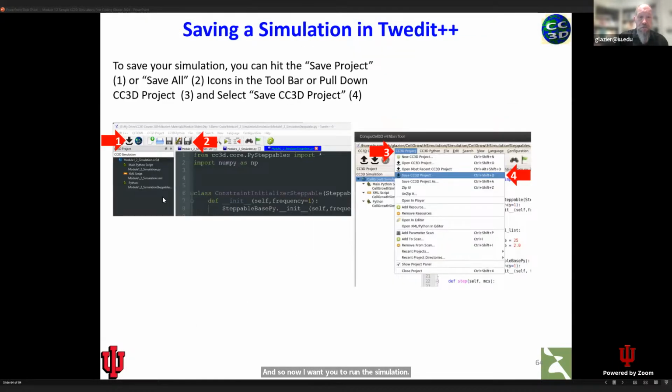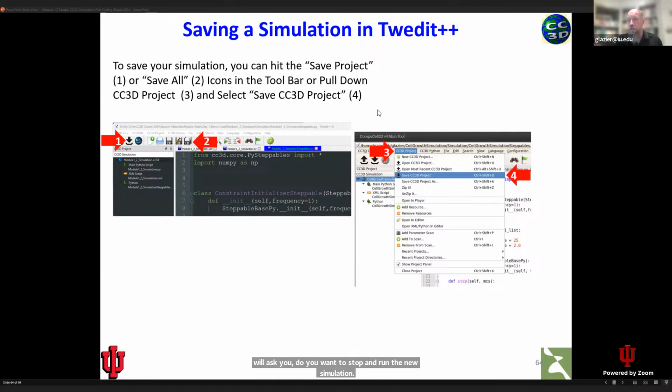Do people remember how to run the simulation? To run the simulation, you can pull down CC3D project and select open in player. That'll work. Or you can hit the CompuCell player icon here. If you have player open from before, it may have the other simulation loaded. If that simulation is still running, it will ask you, do you want to stop and run the new simulation? Say yes.